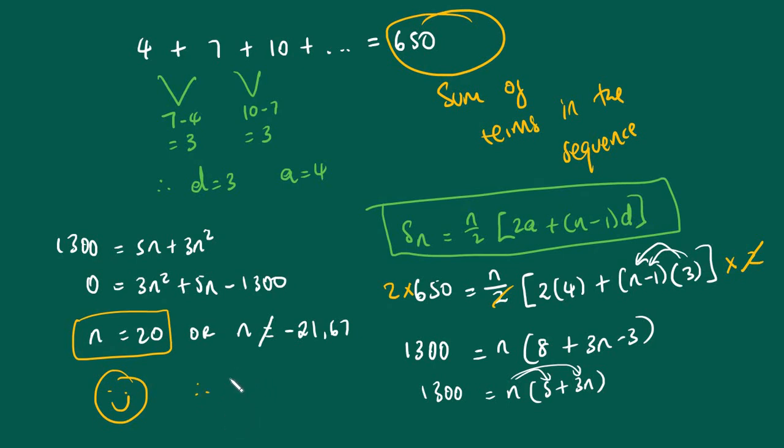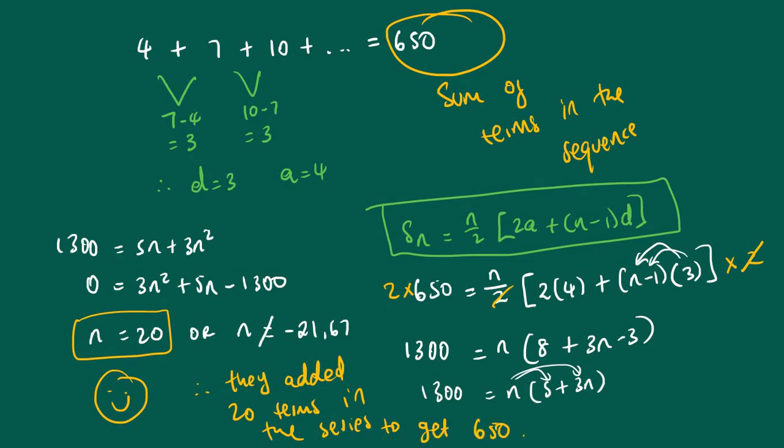Let me write it in Zulu. Means they added 20 terms in the series. They added 20 terms in the series to get 650. Would you look at that? They added 20 terms in the series to get 650, which is beautiful.